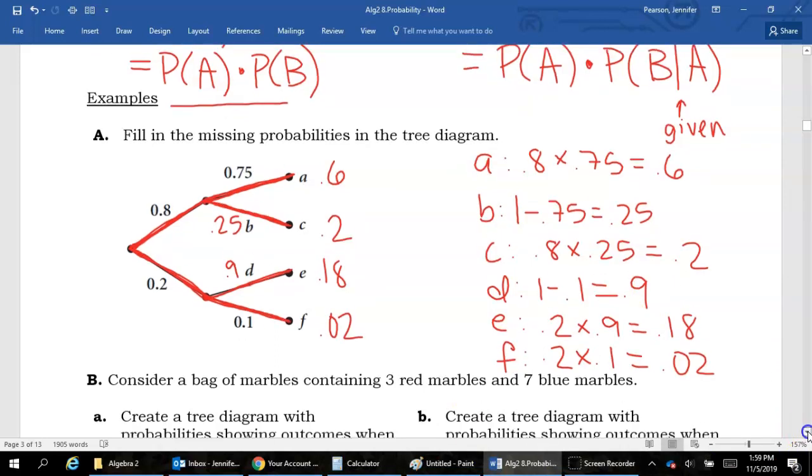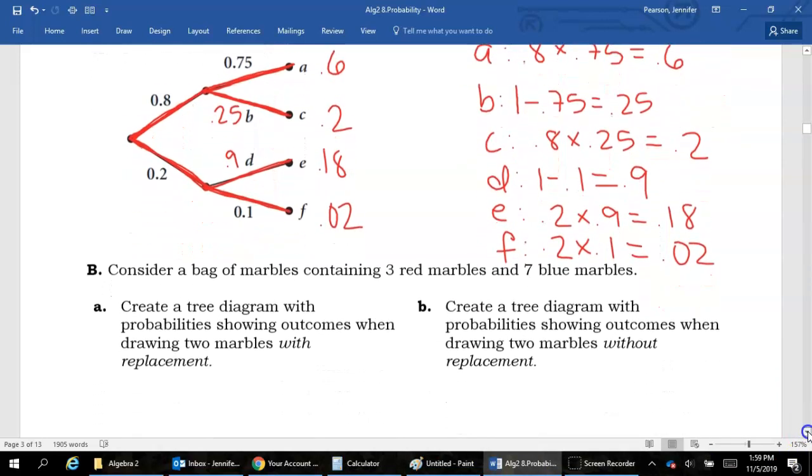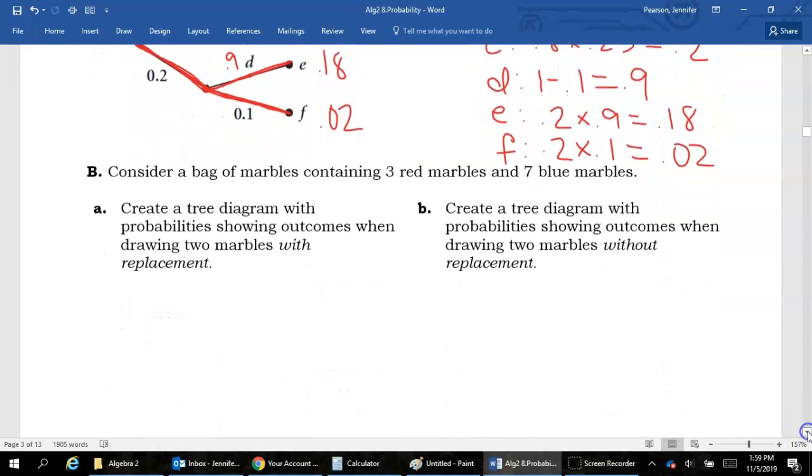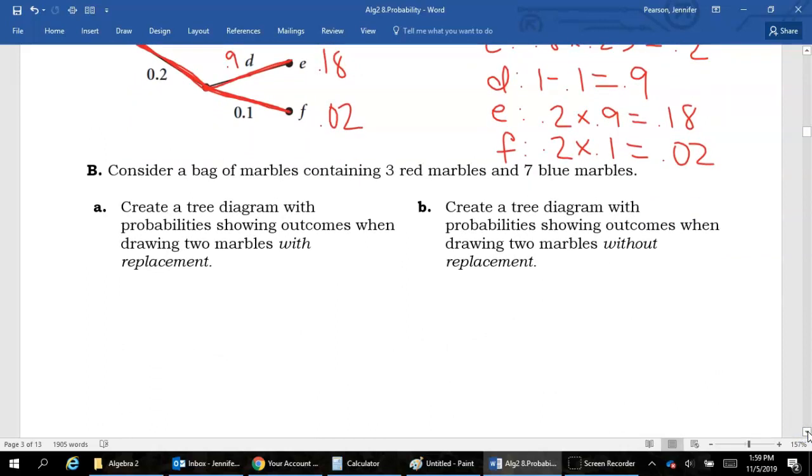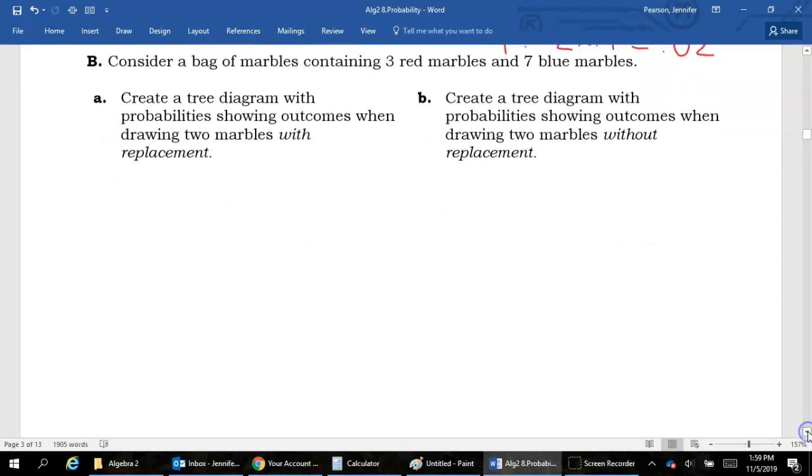Example B. Consider a bag containing 3 red marbles and 7 blue marbles. Create a tree diagram with probabilities showing outcomes when drawing 2 marbles with replacement. And it looks like part B of B, the only difference would be without replacement. So let's start with replacement. I'm going to start by saying I can either get a red marble or I can get a blue marble. So I'm going to label these red and blue.